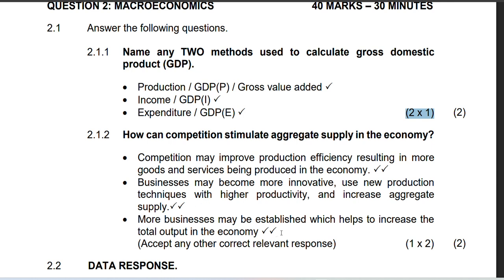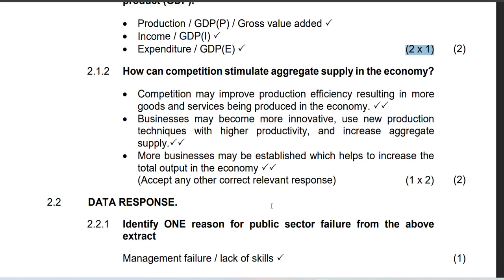More service will obviously be provided to the consumers. More businesses may be established, which helps to increase the total output of the economy. As more innovative ways of doing things become available, more suppliers will want to enter the market. The reason they would like to enter is that they believe they will be able to make money by entering a well-established market where there are a lot of competitors. So to summarize 2.1.2, competition stimulates aggregate supply through improved production efficiency, through innovation, and because more businesses will enter the market and more output will be produced.